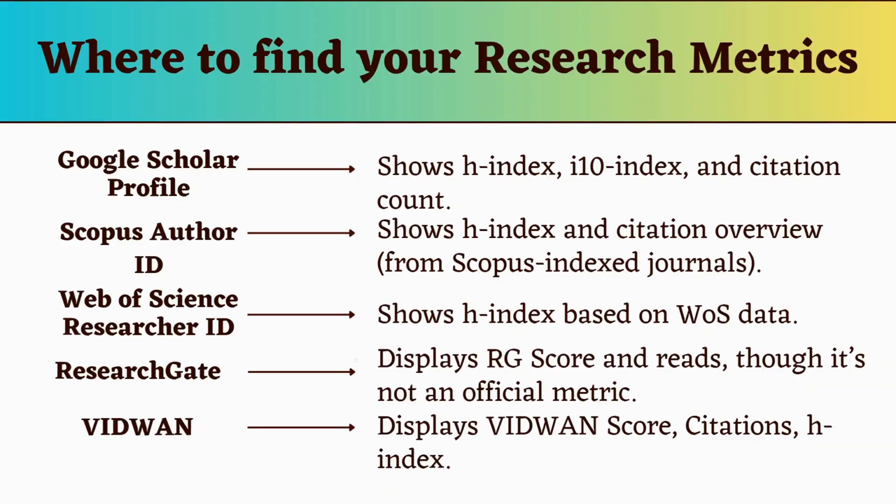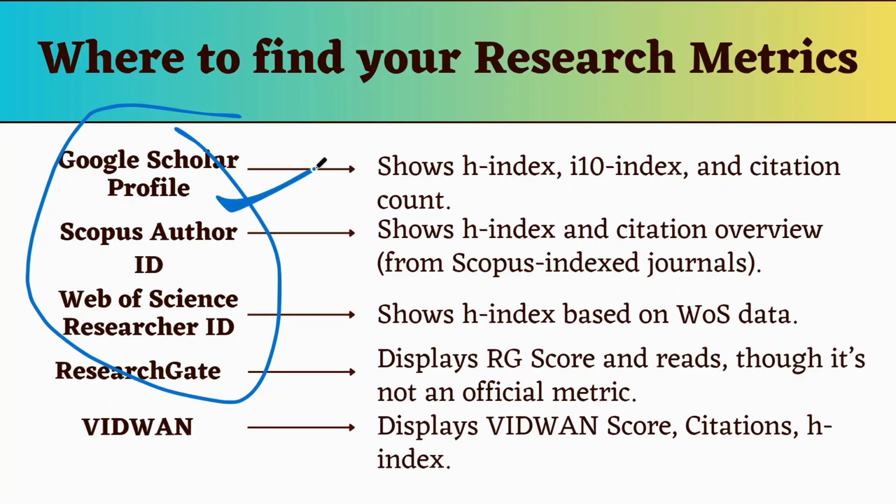Now we have seen 3 types of author metrics: H index, I10 index and G index. Next question is where to find your research metrics. These are the places where you will find your research metrics. Research metrics are available on the Google Scholar profile. If you have your Google Scholar profile, you can see your research metrics there. Also if you have your Scopus author ID, Web of Science researcher ID, a ResearchGate profile, or Vidwan ID. We will see this now one by one.